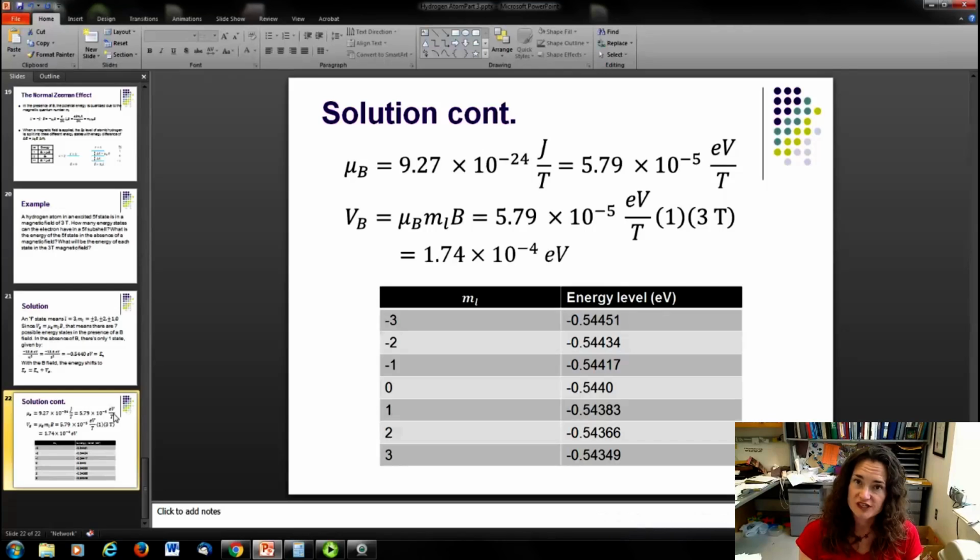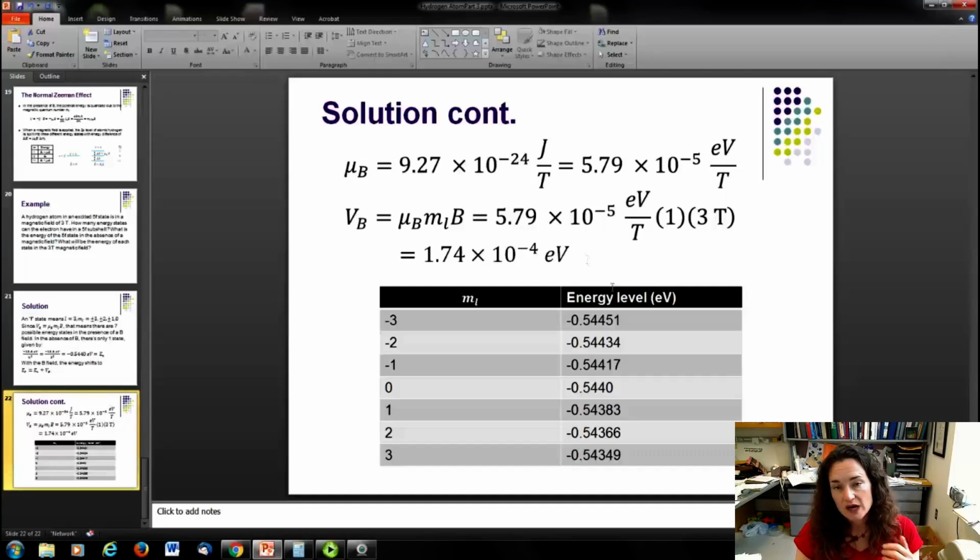If you switch that over to eV, which is a more convenient unit for this problem, then the Bohr magneton becomes 5.79 times 10 to the minus 5 eV per Tesla. Now, plugging that into our equation, mu B times ML times B, then we have, for example, for ML equal to 1, 5.79 times 10 to the minus 5 times 1 times 3 Tesla, and that gives us 1.74 times 10 to the minus 4 eV.